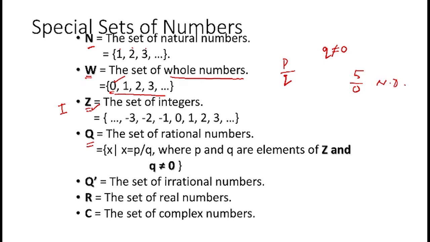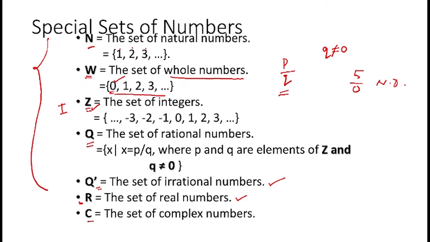Q dash is the irrational numbers. If we are not able to define the number in the form of P by Q, then this is known as an irrational number. R is called the real numbers, the complete set. If you include all these things in one go, then these all come into R. That's called the real numbers. And C is overall called the complex numbers. This is the new thing we have to study.